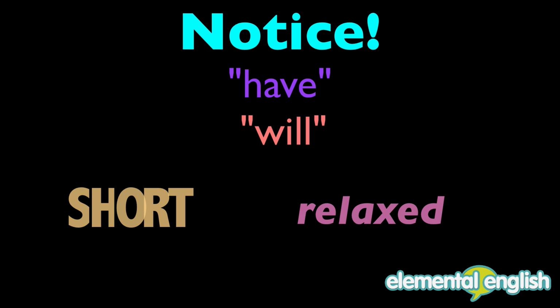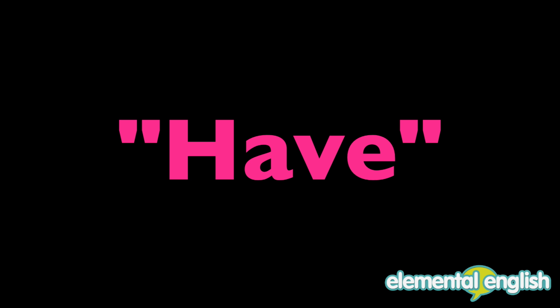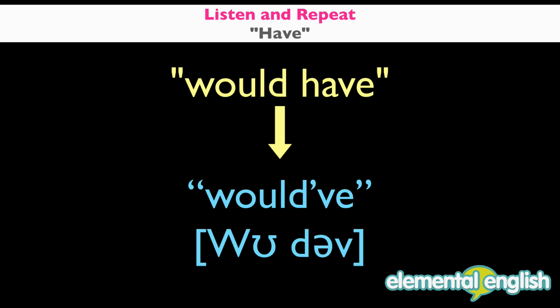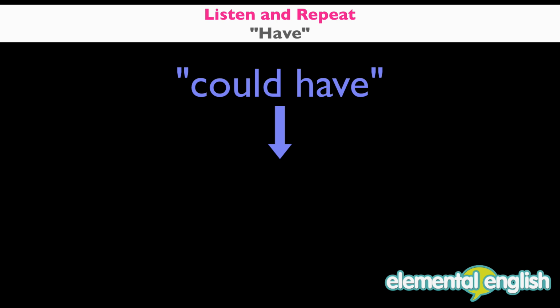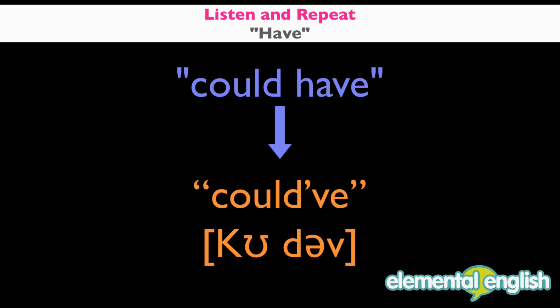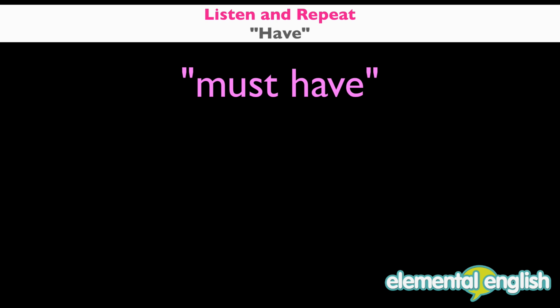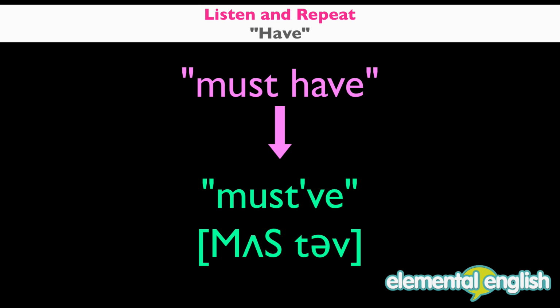Let's practice. Notice that the contracted have and will are said very short and relaxed, while the verb before it is a bit longer. Listen and repeat. Have. Would have becomes would've. Would've. Could have becomes could've. Could've. May have becomes may've. May've. Must have becomes must've. Must've.